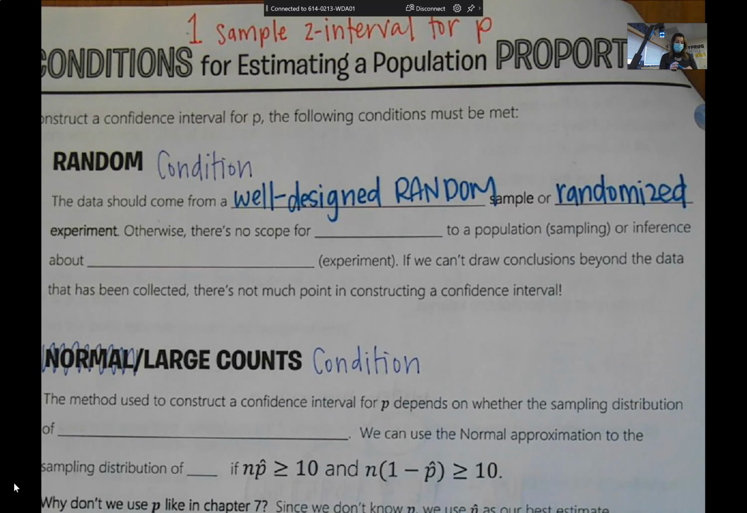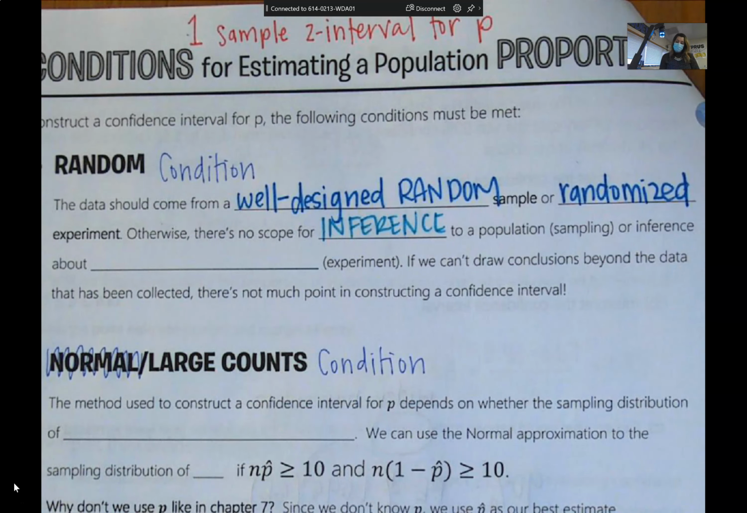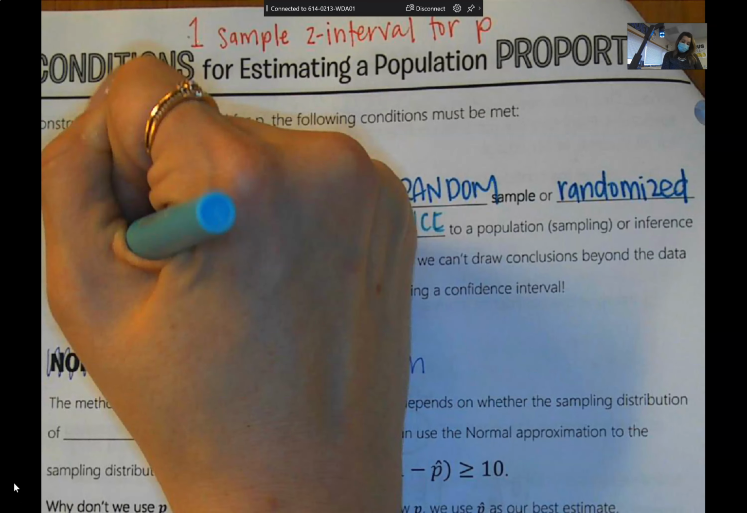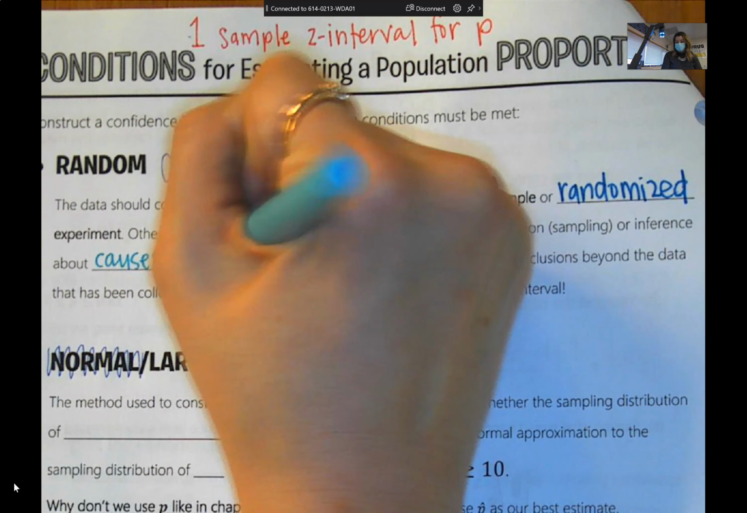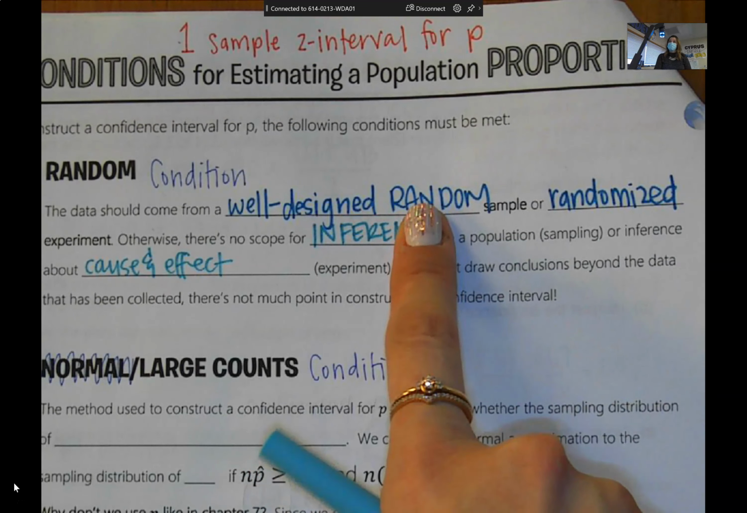Otherwise, there is no scope for inference to a population, or inference about cause and effect if you're talking about an experiment. So if our sample is not random, we can't generalize to the entire population. Because if their sample's not random, it probably does not represent the entire population. So I could not use you guys to make inference about all students at Cypress, because you guys are a very specific group of students at Cypress. You guys all take AP classes or an AP class. So if you want to make generalizations about the population, you have to have a sample that represents the population, and how you get that is random sampling.